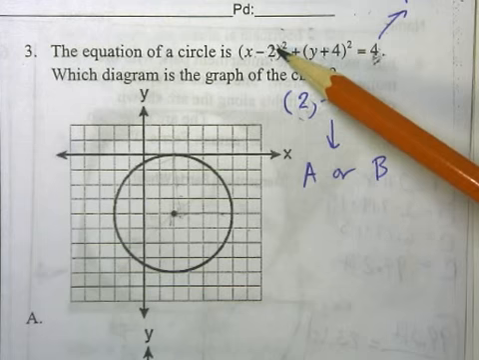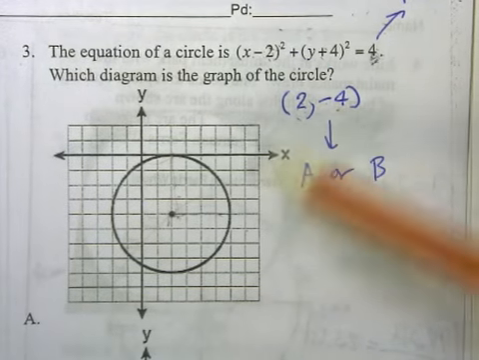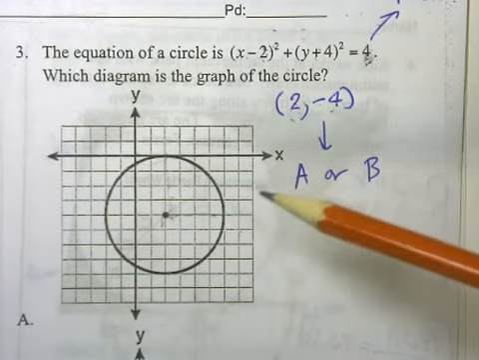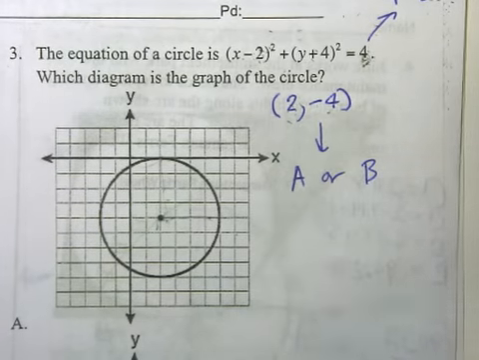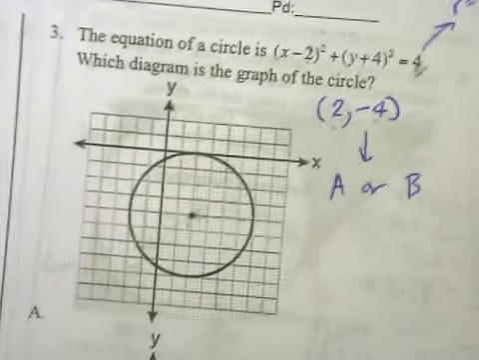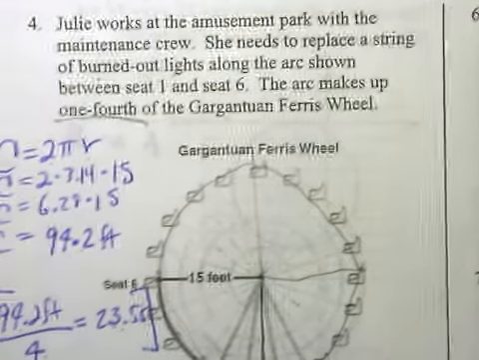Remember that if it's negative in here, it's going to be positive in the center of the circle. And if it's positive here, it's going to be negative in the center of the circle. They're opposites. The equation and the center are opposites because of that negative sign that's inherent to the formula. Let's take a look at number 4.